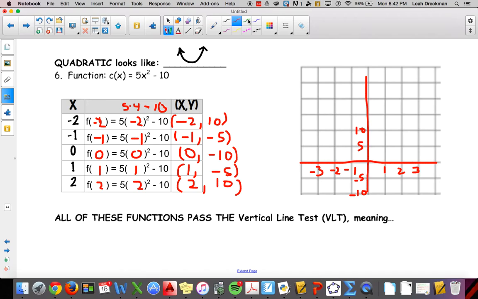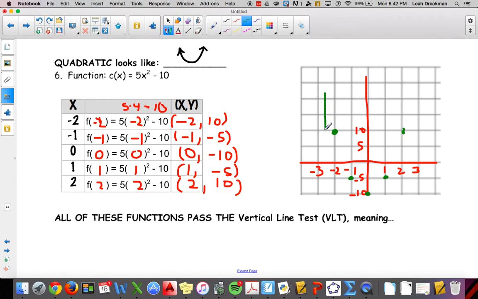All right, so let's see what happens here. We're at negative 2 comma 10. So that's this point right here. Then we go negative 1, negative 5, so that goes down. 0, negative 10 is basically your y-intercept of negative 10. 1 comma negative 5. Notice we're starting to get a mirror image effect here. And positive 2, positive 10.